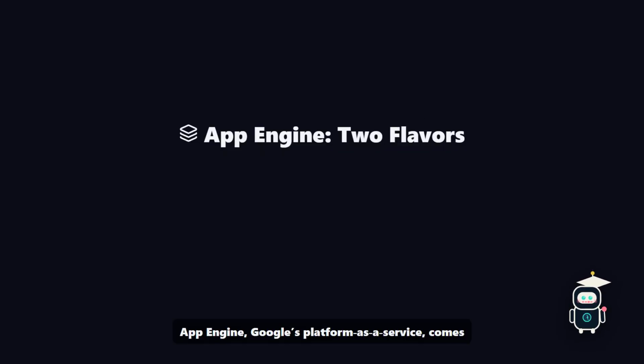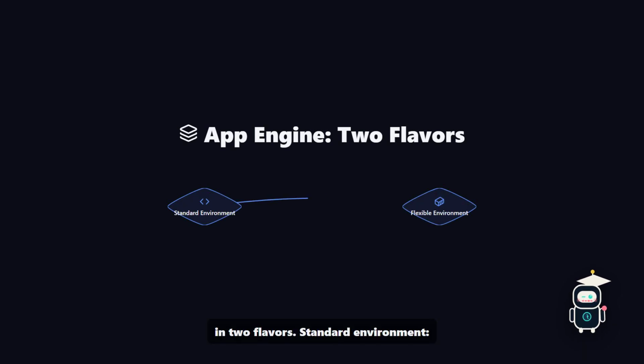App Engine, Google's platform as a service, comes in two flavors. Standard environment: you push code, Google handles scaling and infrastructure. Flexible environment: your app runs in a container on dedicated virtual machines, giving you more control and persistent background processes. Think standard like a hot water tap that only fires up when you need it. Flexible is the always-on espresso machine.